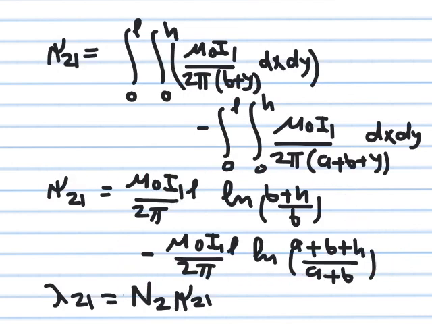And by the way, this is a number. If you assume that I1 is 1 ampere, and I know L, maybe it's 5 millimeters, H is 10 millimeters, B is 3 millimeters, and so on, then this is a number. You can calculate that in Webers.